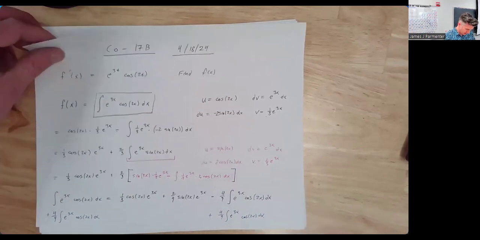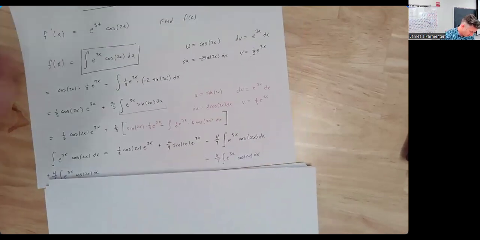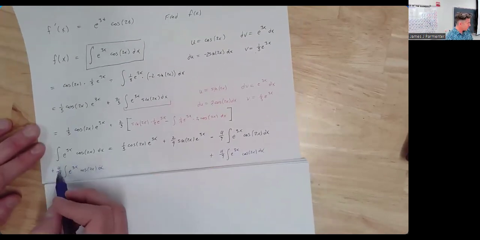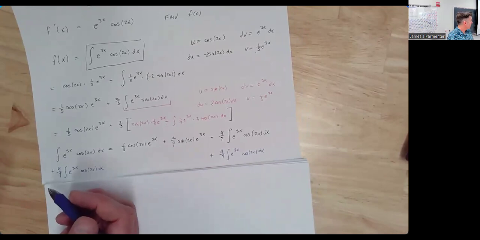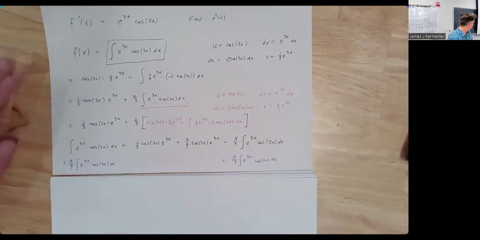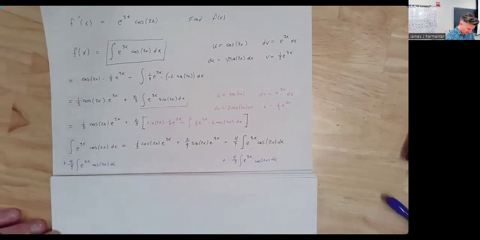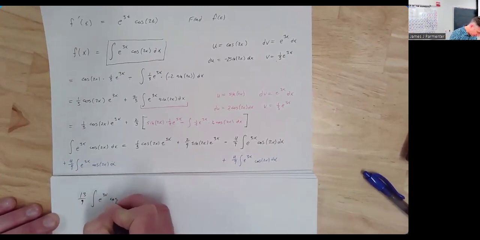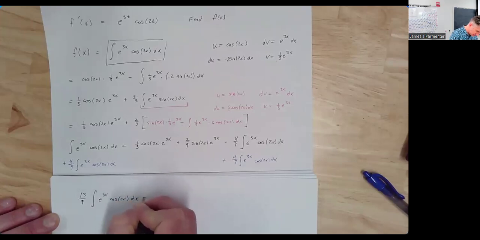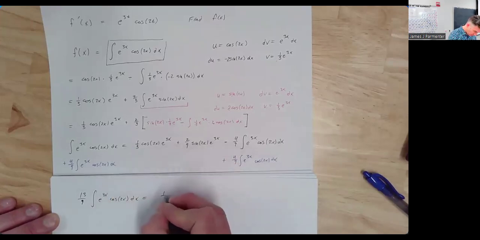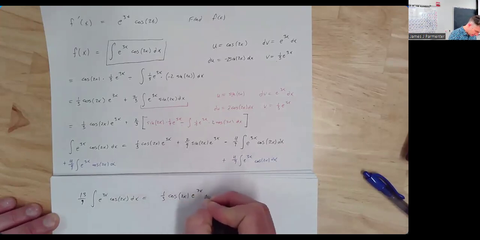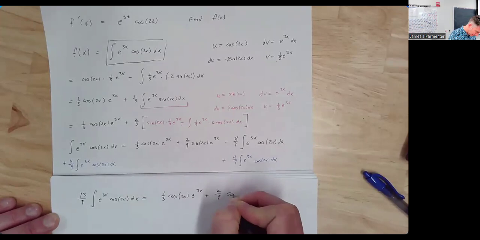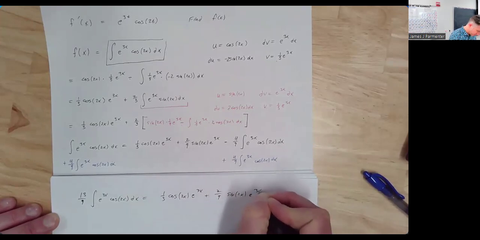What we're going to get is, well, if I have 1 of something plus 4/9 of something, 1 plus 4/9 is 9/9 plus 4/9, which is 13/9. So on the left-hand side here, I'm going to have 13/9 of my integral of e to the 3x times cosine of 2x dx equal to this stuff here: 1/3 cosine of 2x times e to the 3x plus 2/9 sine of 2x e to the 3x.